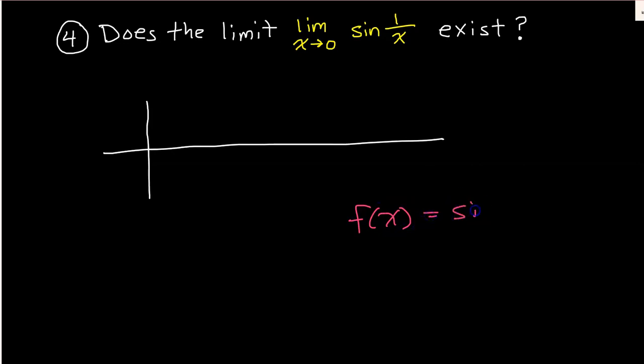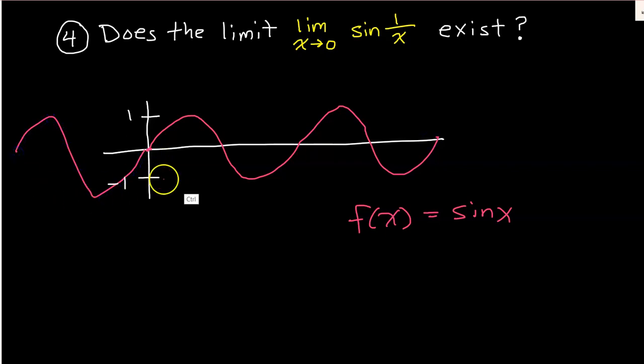remember that it would work like this. Here's 1 and here's -1. The sine function simply would start at 0, and then it goes up and down and up and down, and it does that forever in both directions. So it's a periodic function. So how will a limit work for a trig function?